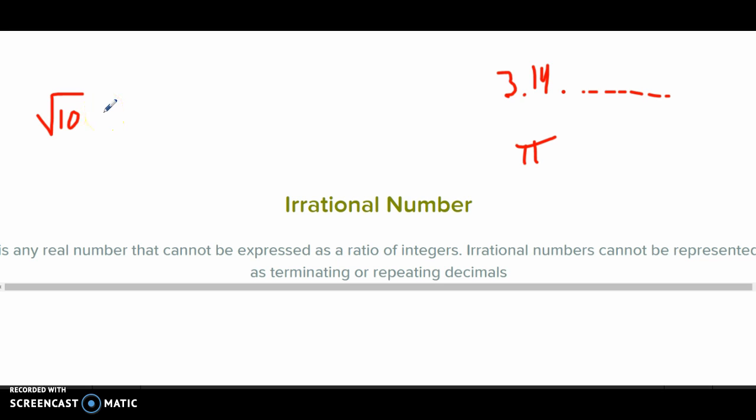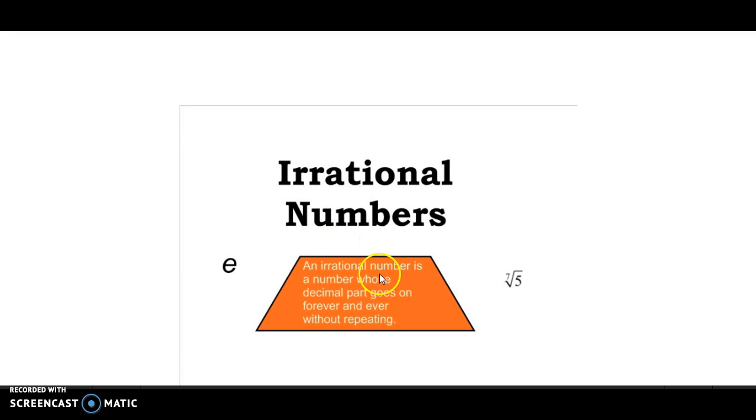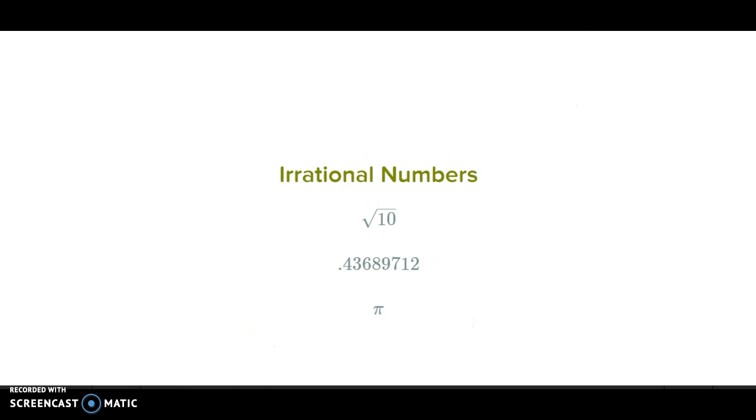So any number that has kind of an ugly decimal, those are irrational numbers. I like to call them ugly. So if you want to write down "ugly": an irrational number is any number whose decimal part goes on forever and ever without repeating. A few more examples: pi, some crazy random decimal I just made up, and the square root of 10. Plug the square root of 10 into your calculator, super ugly.